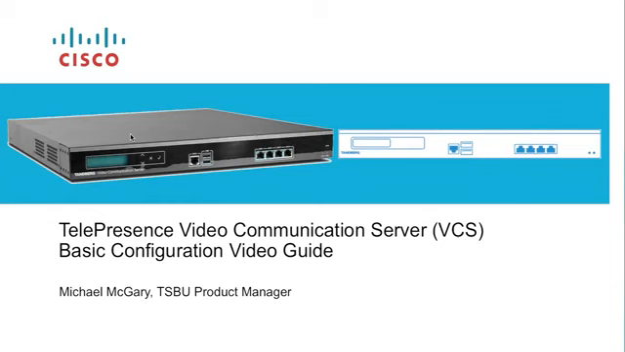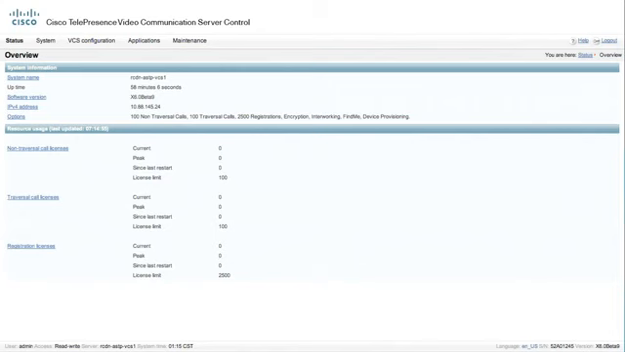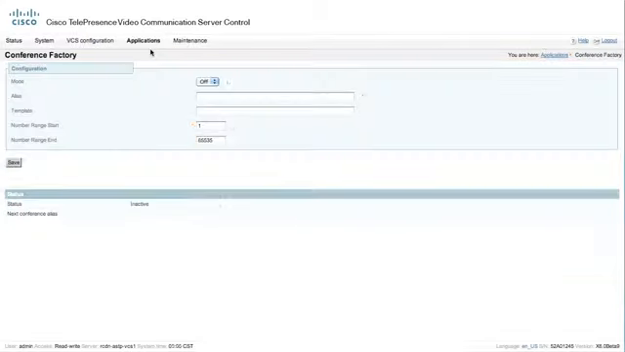This is Part 3, Applications. So, we're going to start with the System Overview page as we have in the previous sections, and we're going to go to Applications now. Underneath Applications, we have several applications: the Conference Factory, Presence, OCS Relay, and Find Me. We're going to start with Conference Factory. Conference Factory is used for multi-way. Multi-way is the ability for multiple devices to join a call together using a remote MCU.